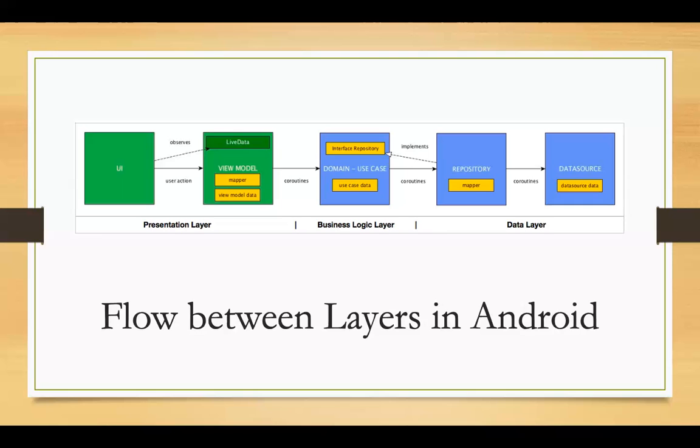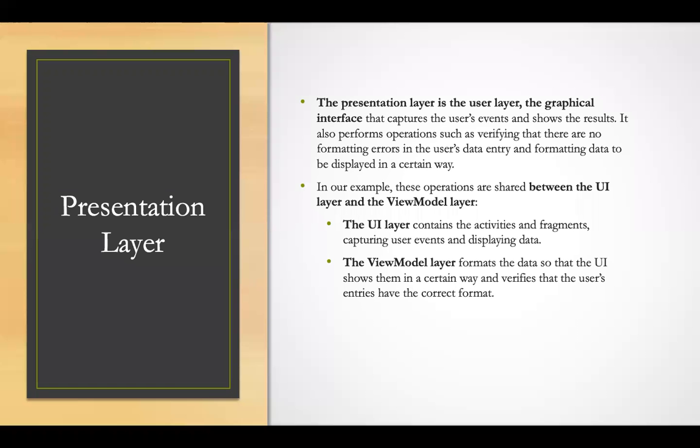Now let's talk about these three layers: the presentation layer, the business logic layer, and the data layer in Android. Let's first take the presentation layer. The presentation layer is the user layer. As I already said, all the user interactions happen through this layer. This is the graphical interface that captures the user events and shows the results. It also performs operations such as verifying that there are no formatting errors in the user's data entry, and also helps in formatting data to be displayed in a certain way.